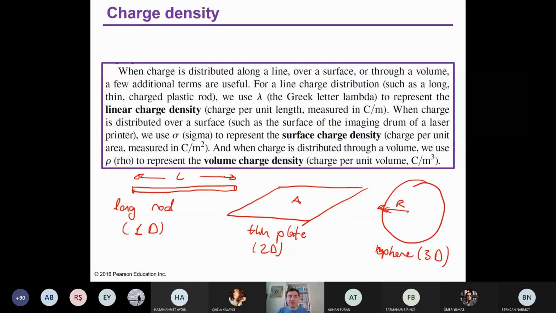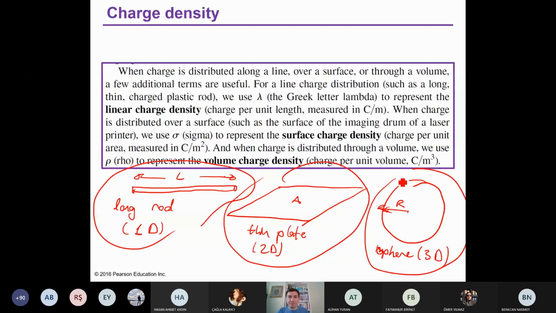If we have a long rod, we use linear charge density. And it has the symbol lambda, a Greek letter, lambda, okay? For a long, thin, charged plastic rod, you can also consider, okay? It can be plastic, but it is charged, and it is long and thin, okay? Here I can write thin, long rod. Plastic, metal, it doesn't matter. And it has linear charge density.